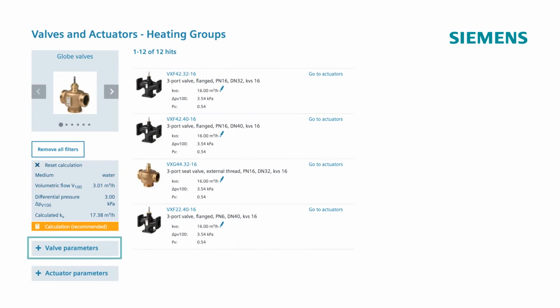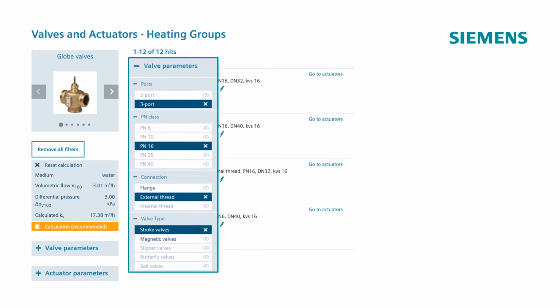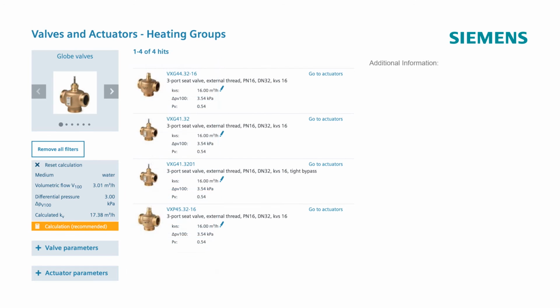This select list can be further reduced. For that, select the desired or required valve parameters such as ports, connection and valve type. The selection is now limited to 4 applicable valves, and the order of this list is according to the previously selected application.